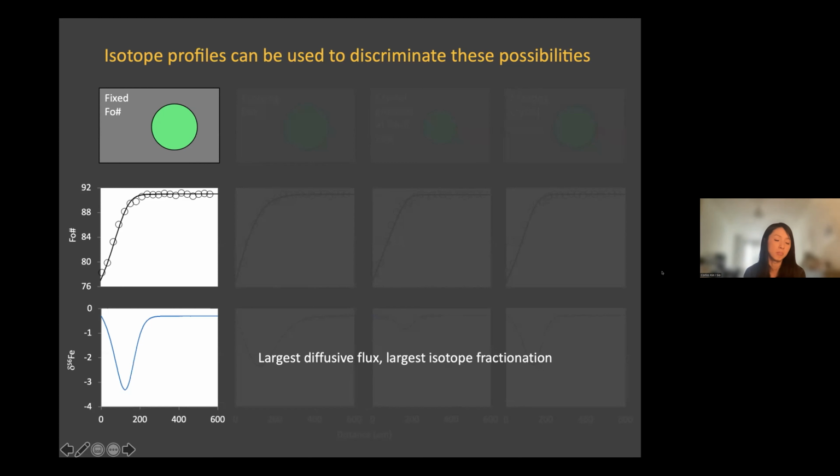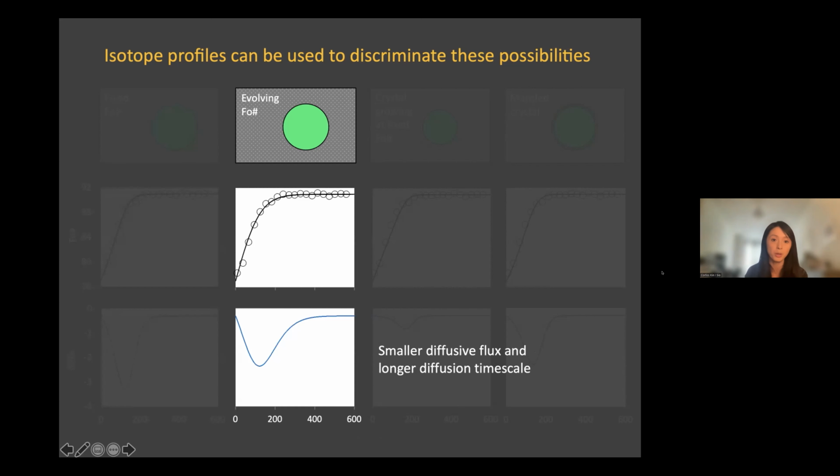In the second model, you have this initially homogeneous olivine that is trying to re-equilibrate in an evolving melt that is progressively getting more iron-rich with time. So in this case, you have a smaller diffusive flux, especially at the beginning. And we require a longer diffusion timescale to model this chemical profile. And you see that the penetration for iron isotope is also farther into the crystal compared to the case where you have a fixed boundary condition.